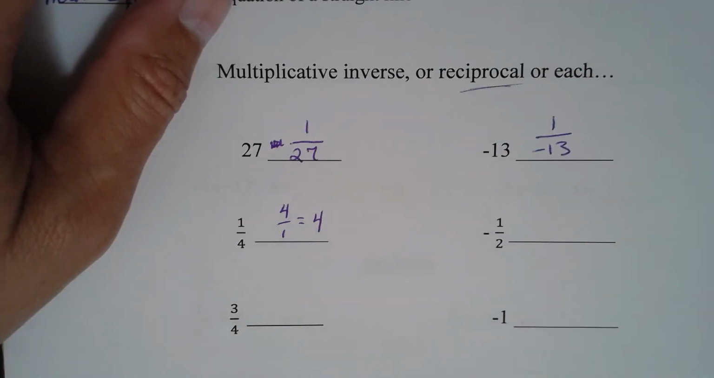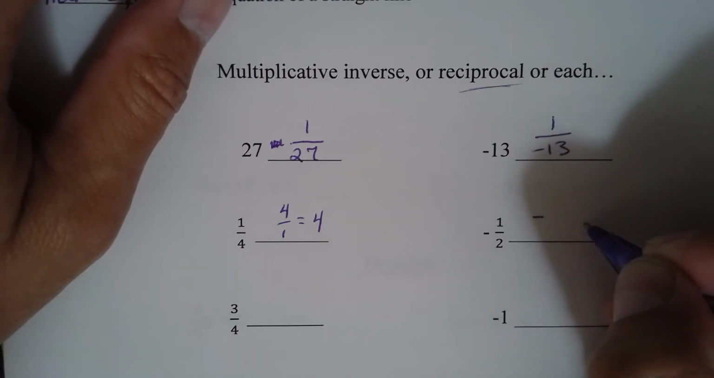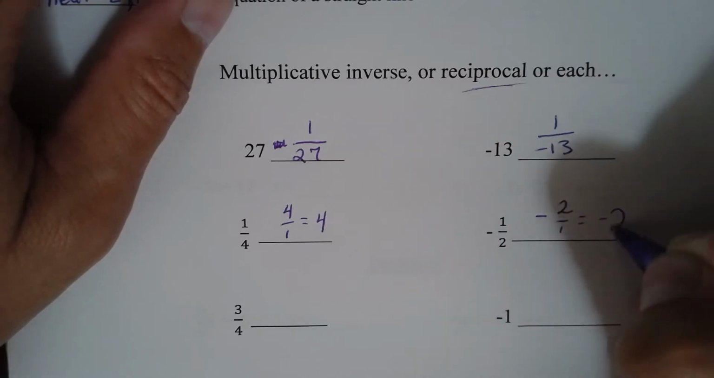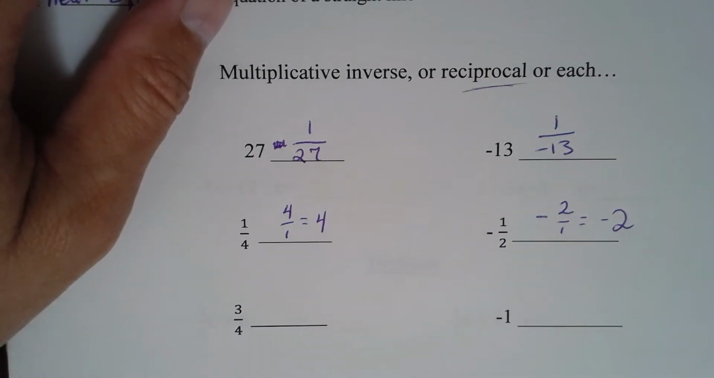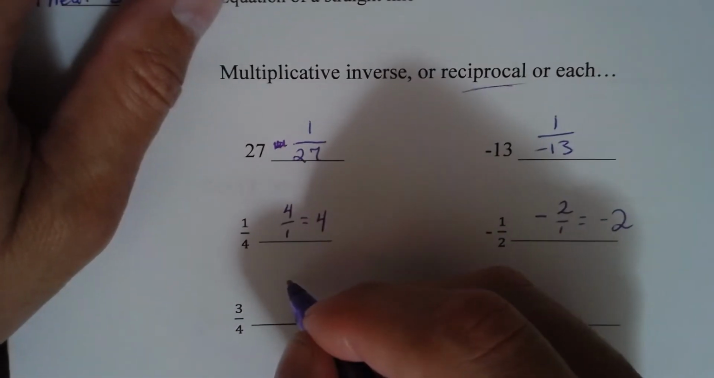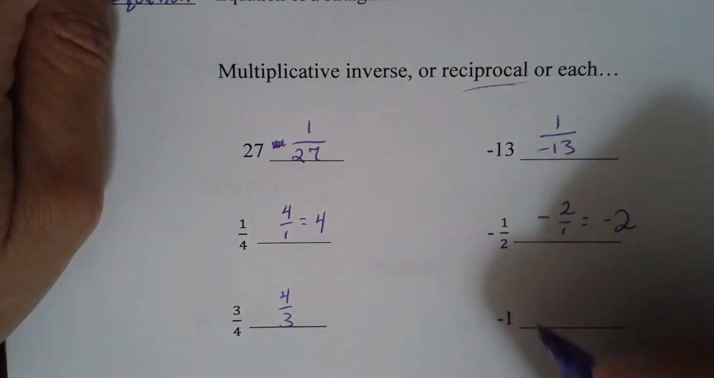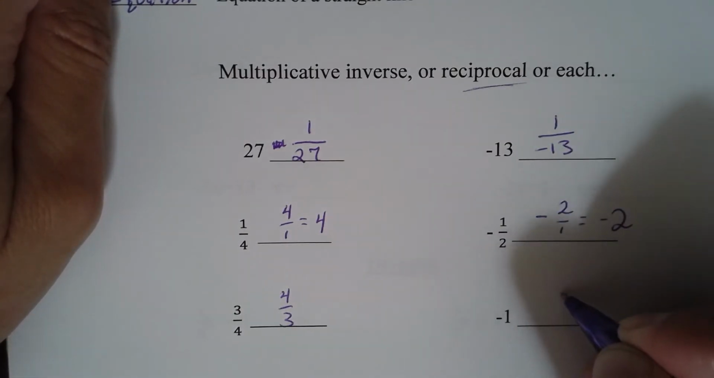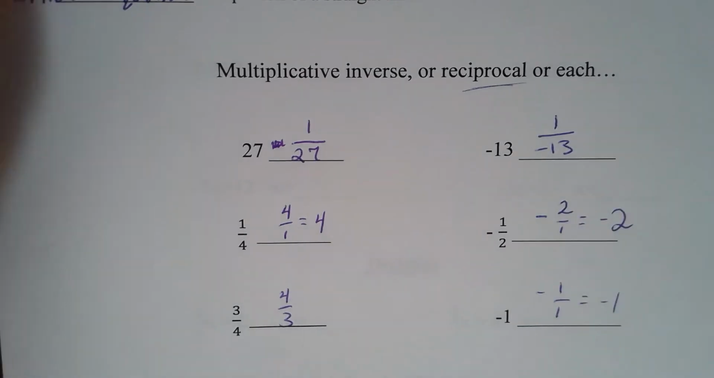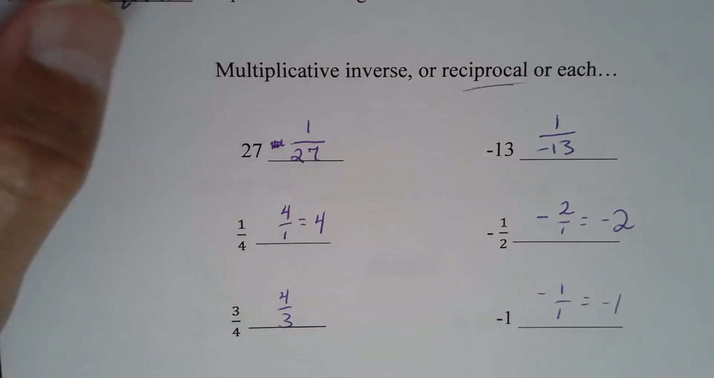Here we have negative 1/2. Well, got to keep the negative. And I'm going to flip it over and say 2 over 1 or negative 2. With 3/4, its reciprocal or multiplicative inverse is 4 over 3. And negative 1 is an easy one because it's just 1 over 1. Well, negative 1 over 1, which is really equal to negative 1. So a negative 1 reciprocal is still negative 1.